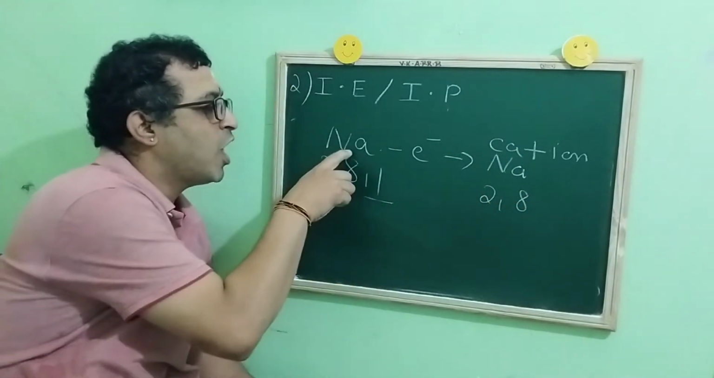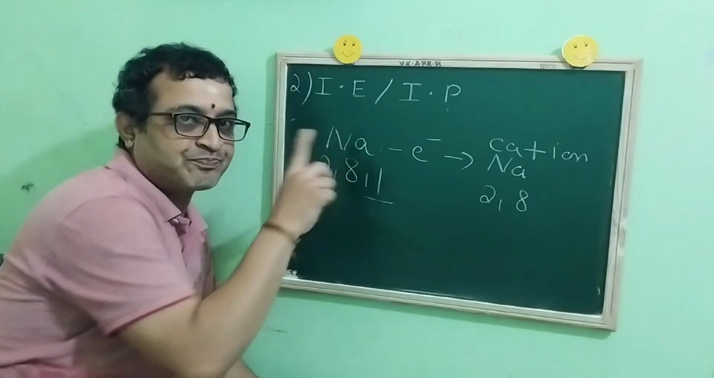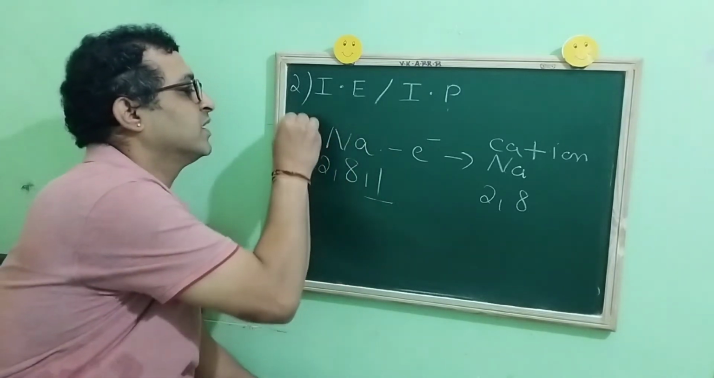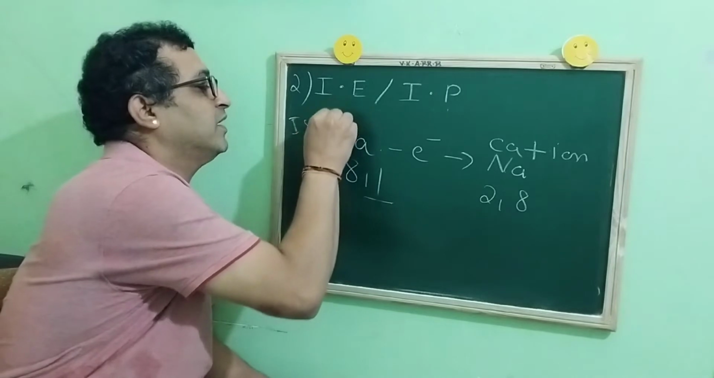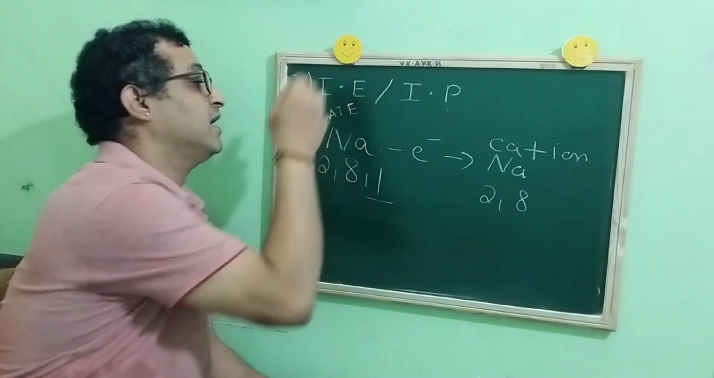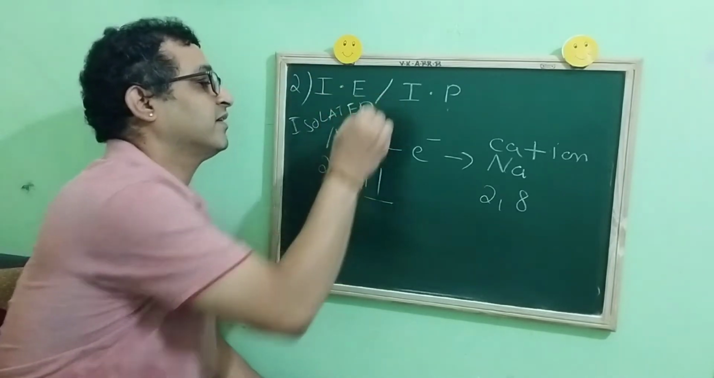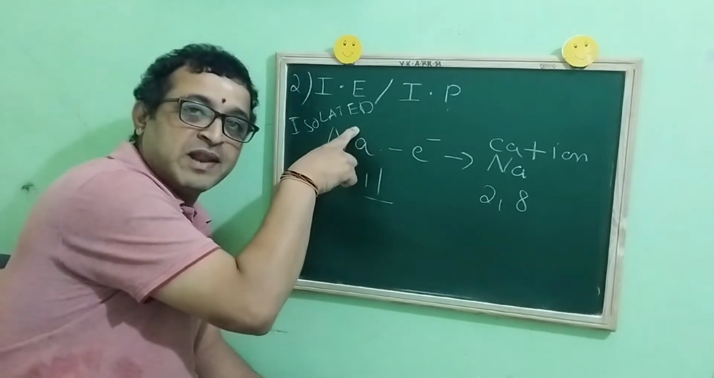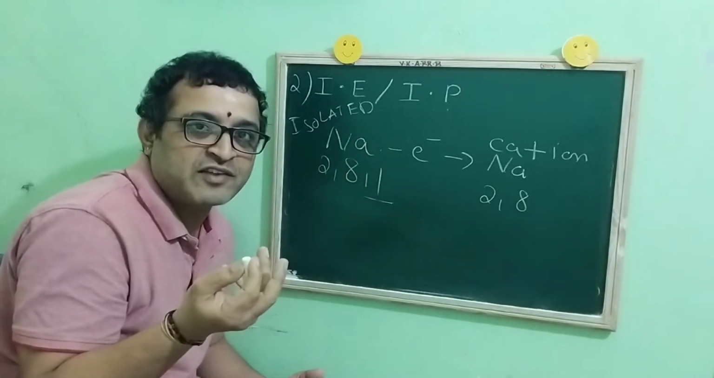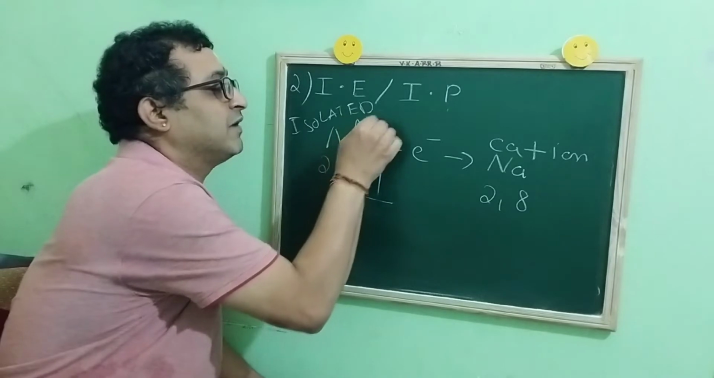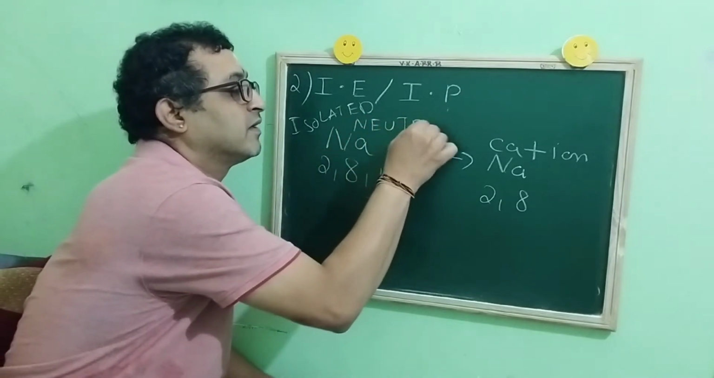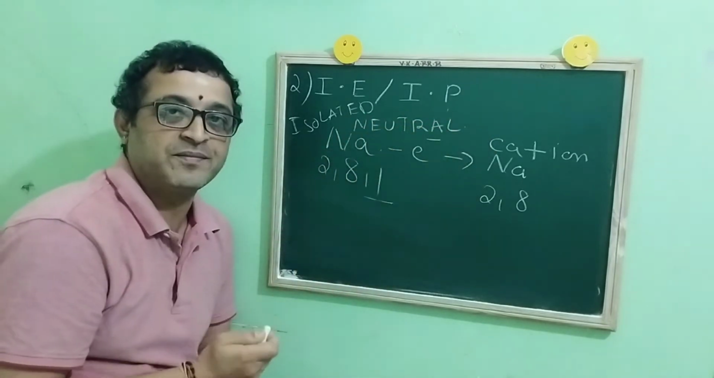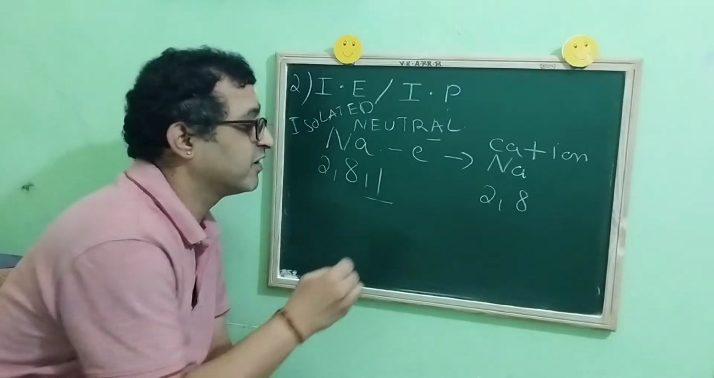Now children, how many sodium atoms have you taken? One. So that's why I will call it isolated, right? Now, before sodium lost electron, did we have any charge on the sodium? No. I will call it neutral, right? And one last question, children.